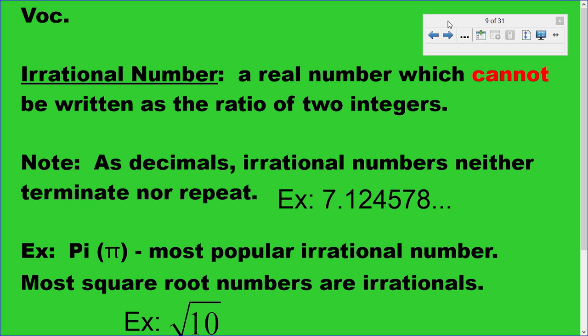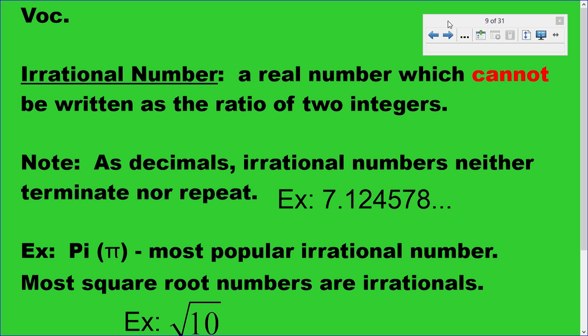For example, 7.1245778... means it goes on forever and just goes on in no type of pattern or repetition, so it is not repeating or ending.